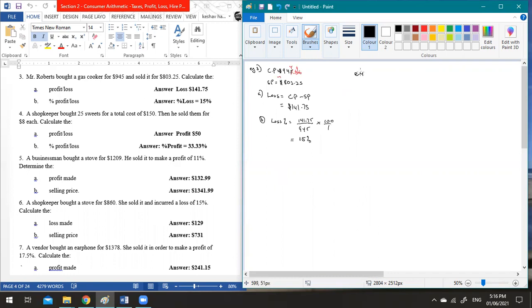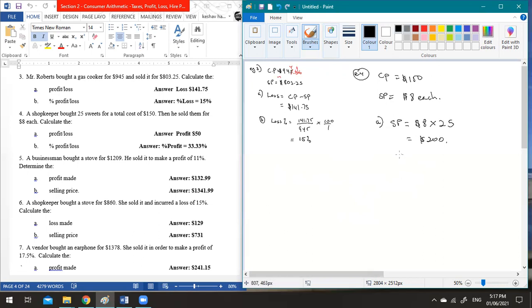We try example 4. A shopkeeper bought 25 sweets for a total of $150. So the cost price was $150. Then sold them for $8 each. So $8 each, right? So calculate the profit or the loss. Now, in order to calculate the profit or the loss, you have to calculate what's the total selling price. So it'll be the $8 multiplied by the 25 sweets, which is $200.